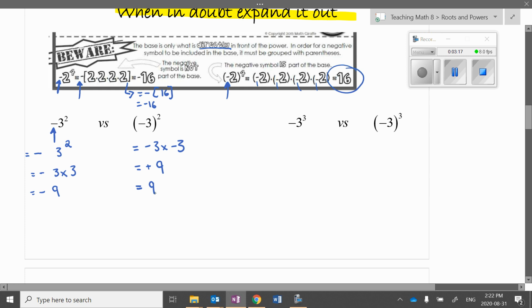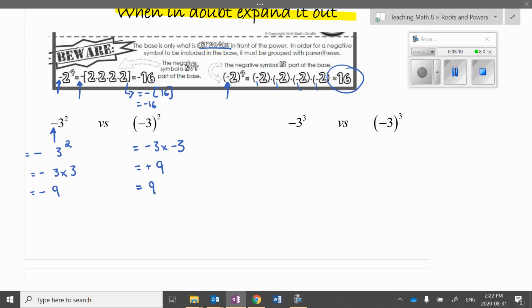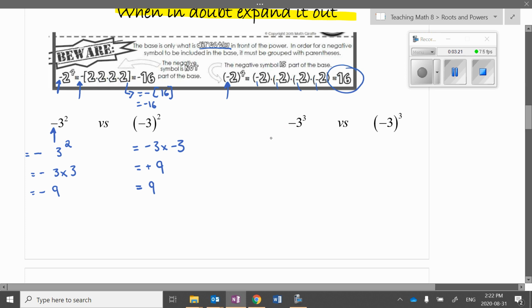Now let's look at negative 3 cubed versus negative 3 in brackets cubed. In this first one, the negative is hanging out, and then I get 3 times 3 times 3. 3 times 3 is 9. Well, 9 times 3 is 27. That negative continues, so I still have a negative final answer of negative 27.